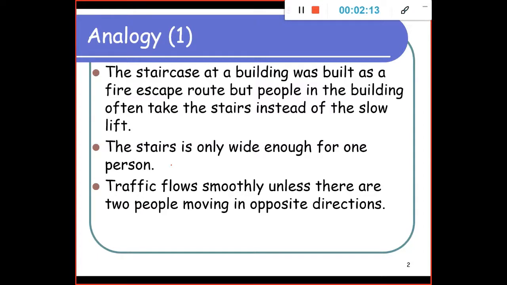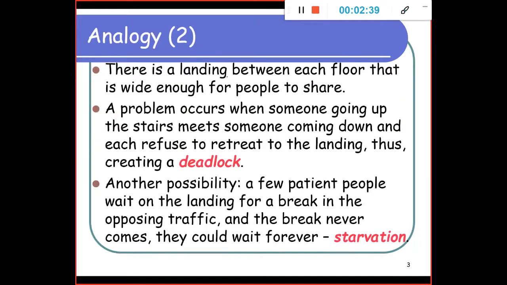Let's say in normal circumstances, traffic flows very smoothly. Imagine there is only one way, depending on which way you want to go, either going up or going down. So traffic flows smoothly unless there are two people moving in opposite directions. There's a landing between each floor that is wide enough for people to share.